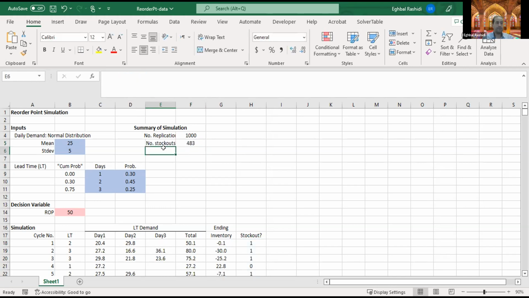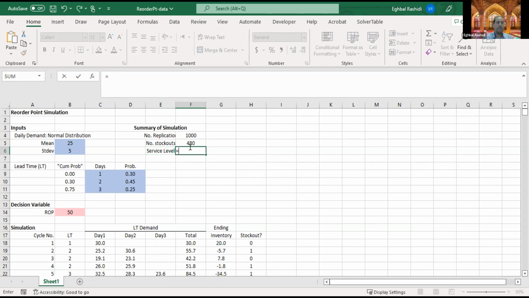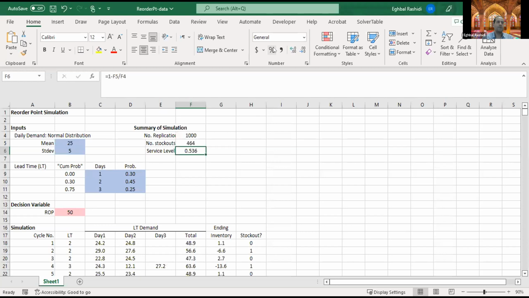And then service level. So service level would be 1 minus the probability of a stockout, so the number of stockouts divided by the number of replications. So that's 53% almost. I'm going to go with one more decimal. And service level is actually going to be our output, so I'm going to use the output format here with style. And here I'm going to generate the 95% confidence interval.